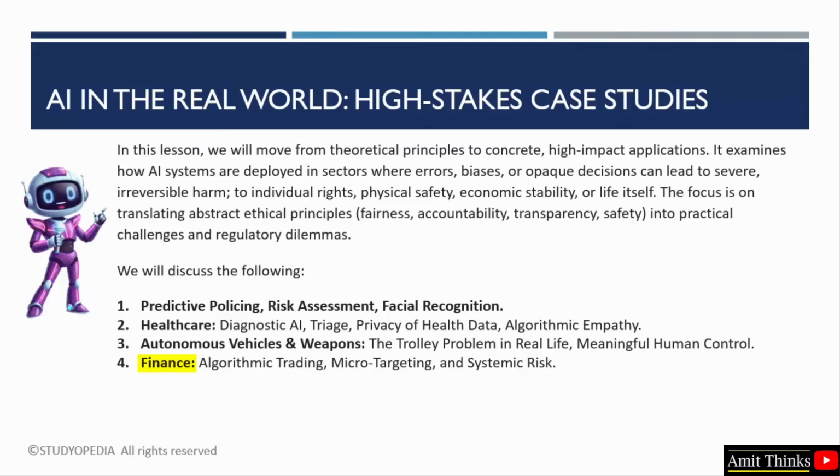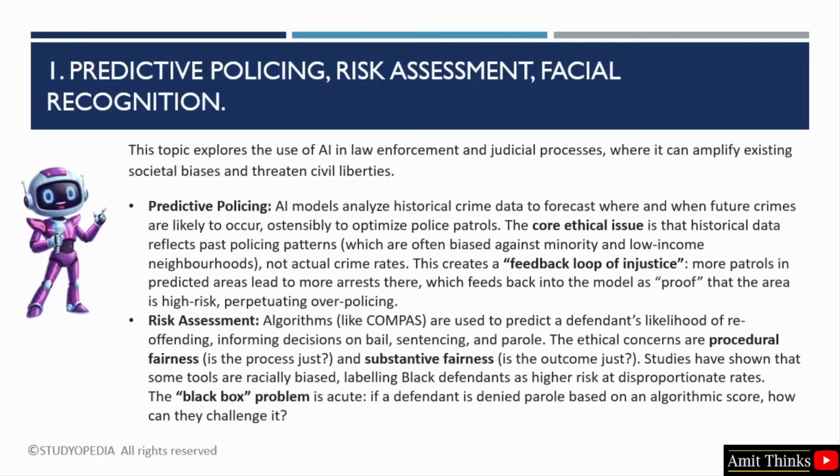Next, we will discuss finance, algorithmic trading, micro-targeting and systemic risk. That is how does AI shape financial markets and trading? What are the dangers of micro-targeted financial products? Can AI contribute to economic instability? Let us start with the first one, that is predictive policing, risk assessment and facial recognition.